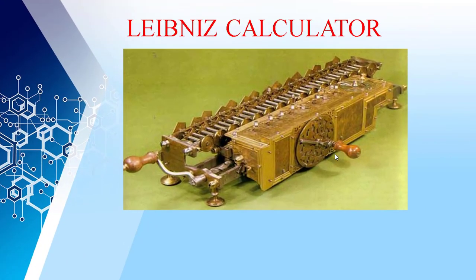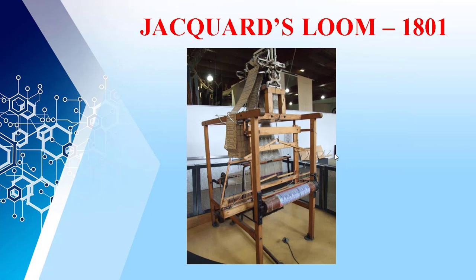It was the first mechanical digital calculator that can perform addition, subtraction, division and multiplication. Leibniz calculator. This calculator was used to perform all the arithmetic calculations. Jacquard loom. This loom could perform a large number of patterns and designs in the fabric.